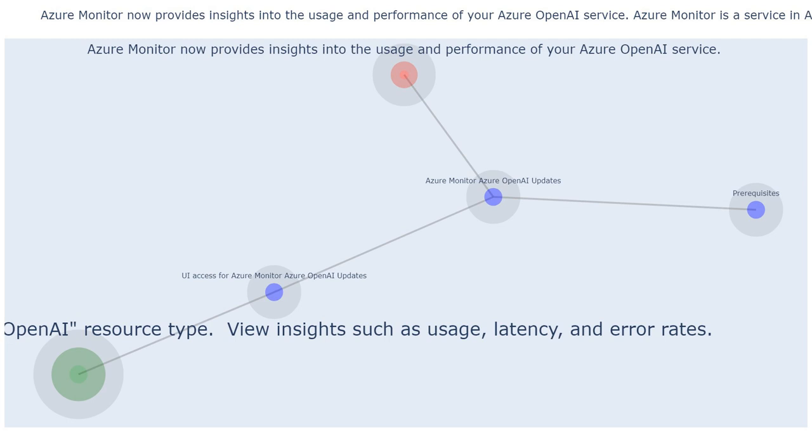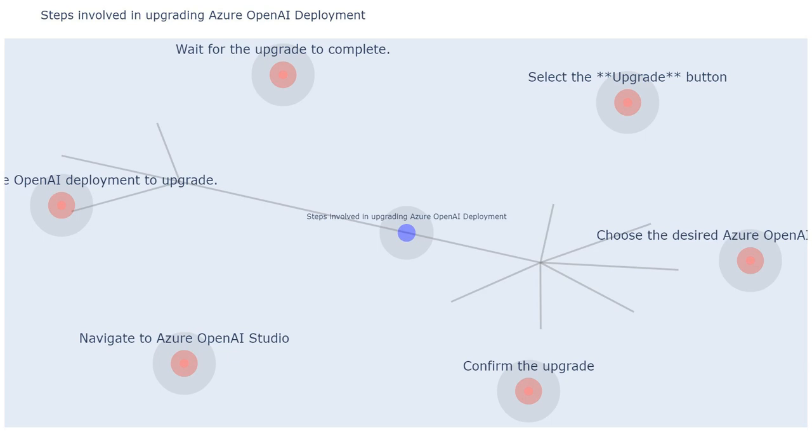Azure OpenAI is a service in Azure that provides access to OpenAI's powerful language models. Insights such as usage, latency, and error rates can be accessed through the Azure Monitor workspace. The Azure OpenAI Studio is a web-based interface where you can manage your Azure OpenAI deployments. To access the studio, navigate to the Azure OpenAI service in the Azure portal and select the Studio option. Once in the studio, you will be able to manage your deployments, access usage metrics, and configure settings.